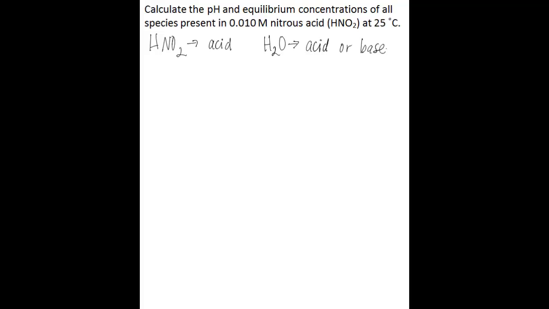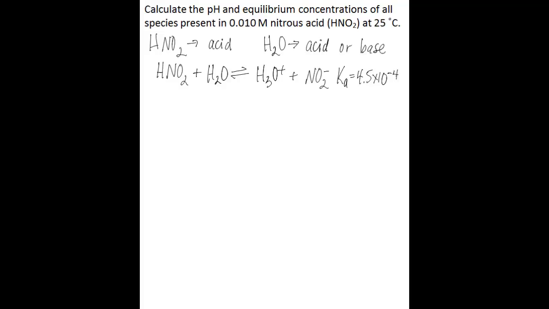Now you want to determine the possible proton transfer reactions so that you can figure out which is the principal reaction and will therefore head your ice table. So the possible proton transfer reactions are when our acid, or one of our acids, nitrous acid, transfers a proton to a base present, and water can act as a base. And when that happens, you're left with hydronium ions and the conjugate base of nitrous acid, which is nitrite. The Ka for this reaction is 4.5 times 10 to the negative 4.